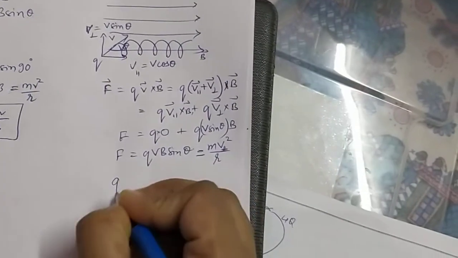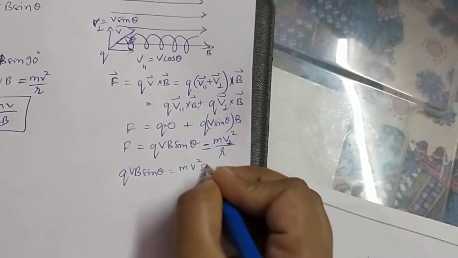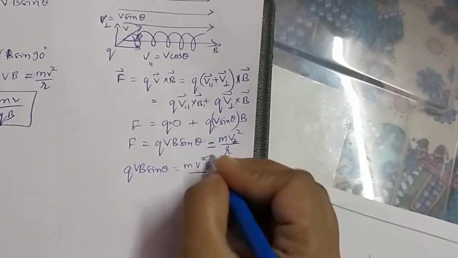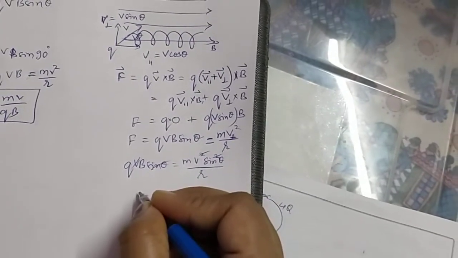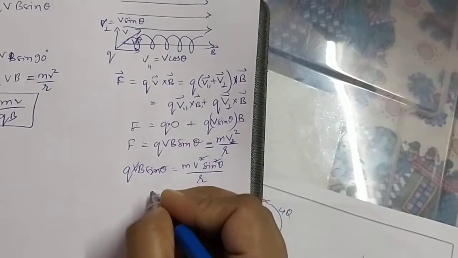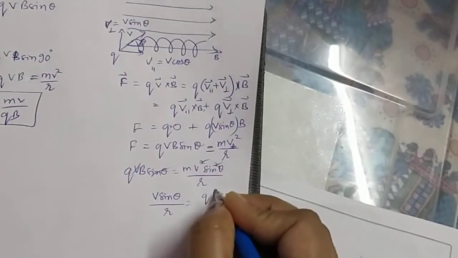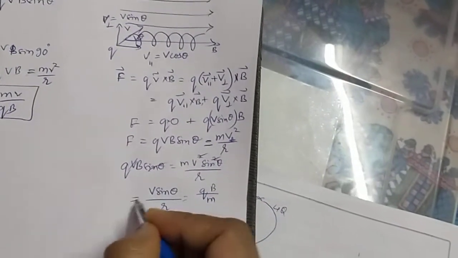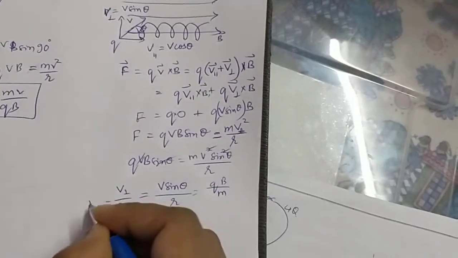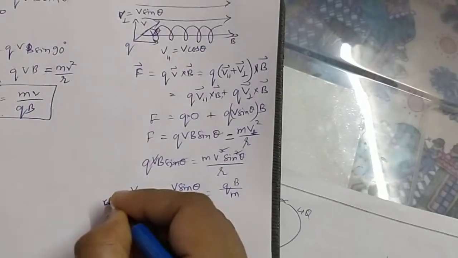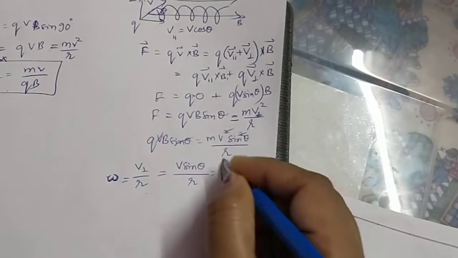So I'll substitute qvB sin theta equal to m, and this I can write as v square sin square theta by r. So one v gets cancelled and one sin theta also gets cancelled. What I'm getting is v sin theta by r is equal to qB by m. This v sin theta is v perpendicular, and v by r is equal to omega. Omega is angular speed or angular velocity. So omega is equal to qB by m.